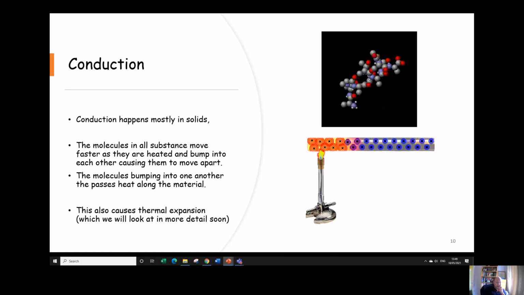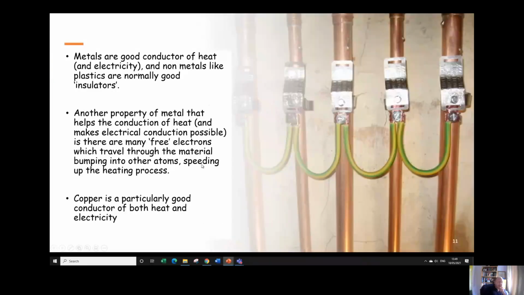Conduction happens in solids. Essentially, as you heat up an object, the molecules will start to vibrate and bump into each other, and that is how the heat is then transferred from one molecule to the next. It can also, and does also, cause thermal expansion, which we're going to look at pretty soon. Metals are very good conductors of heat and electricity, and non-metals like plastics are generally good insulators.